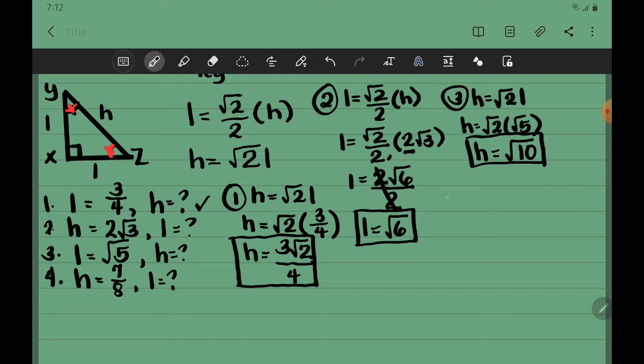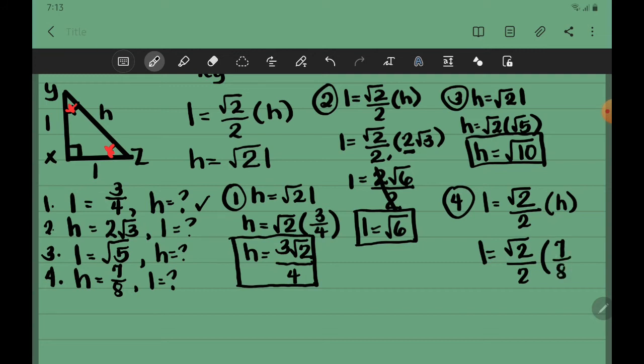Last example, number 4. We have h is equal to 7 over 8, and we are going to look for the measure of L. So again, nawawala yung leg, so gamitin natin yung formula for leg, which is L is equal to square root of 2 over 2 times the hypotenuse, which is h. So substitute lang natin yung 7 over 8 dun sa h. So we're going to have 7 over 8.